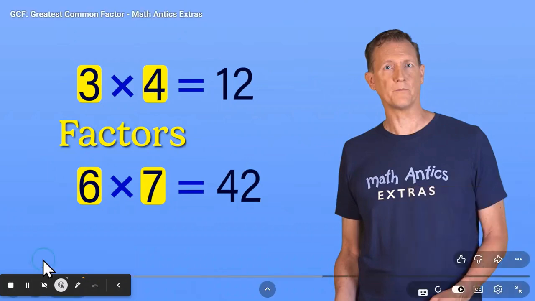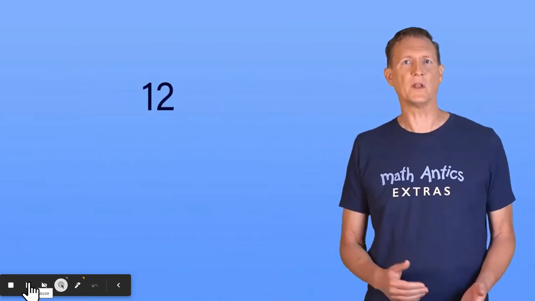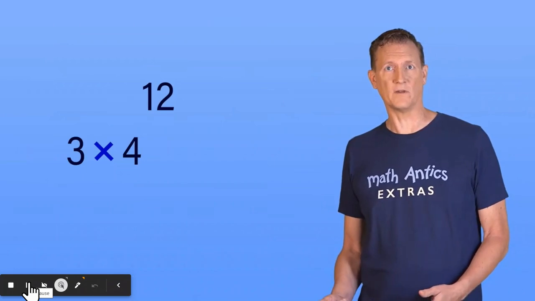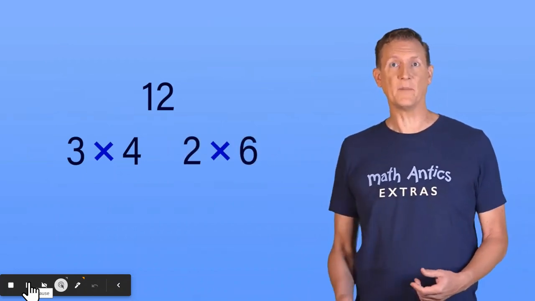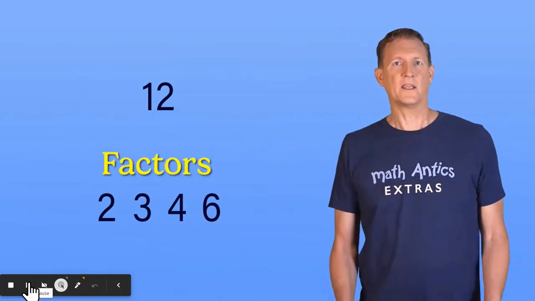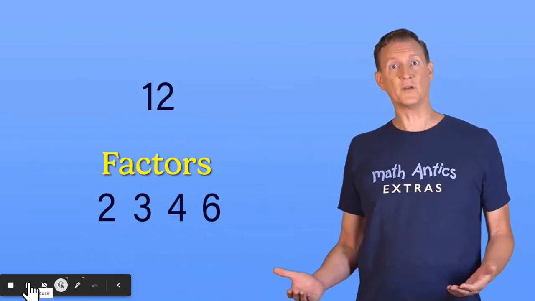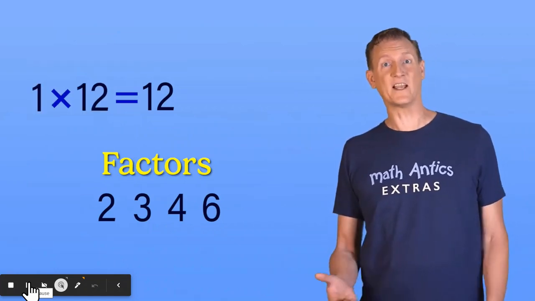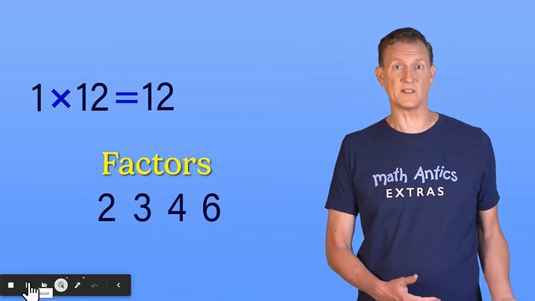Okay. But it's important to realize that numbers can have more than two factors. Take 12, for example. We multiplied 3 times 4 together to get 12. But we could also have gotten 12 by multiplying 2 times 6. That means 2, 3, 4, and 6 are all factors of 12. Can you think of any other whole numbers you can multiply together to get 12? Well, there's 1 times 12, of course, but that's kind of obvious because you can multiply any number by 1 and get back that number itself.